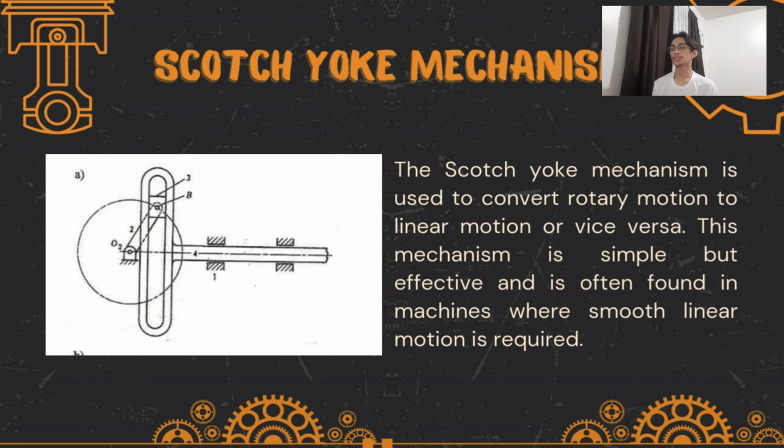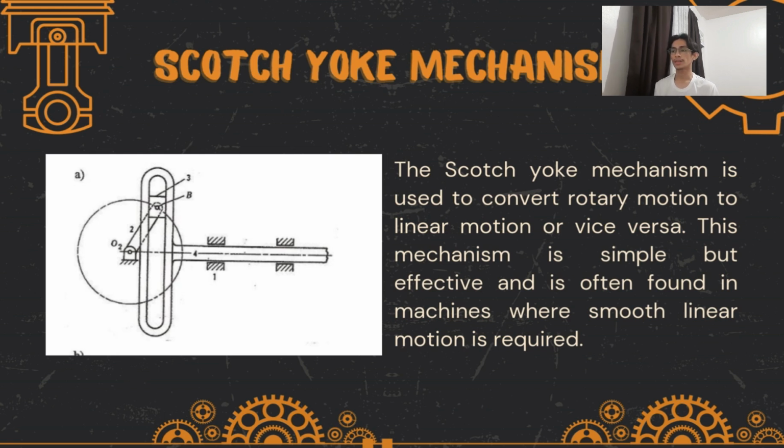For the second inversion, we have the Scotch yoke mechanism. The Scotch yoke mechanism is used to convert rotary motion to linear motion or vice versa. This mechanism is simple but effective and is often found in machines where smooth linear motion is required.